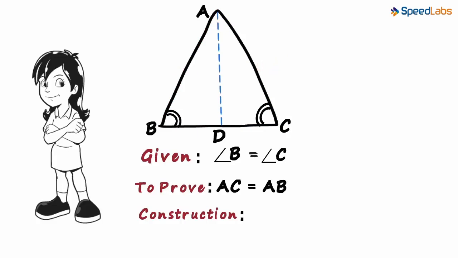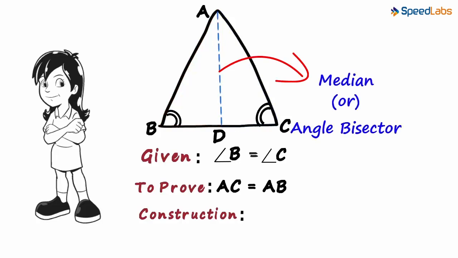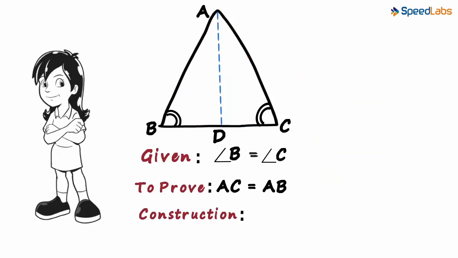Now we come to the most crucial part of the video. What is this line? How and why do we draw it? Remember, this line which we use to form two triangles should be special in some way. It should help us to prove the congruence of these two triangles. By special, I mean it should either be the median or the angle bisector or perhaps the altitude. Let's try out the different possibilities.